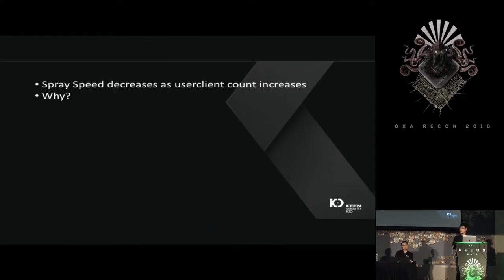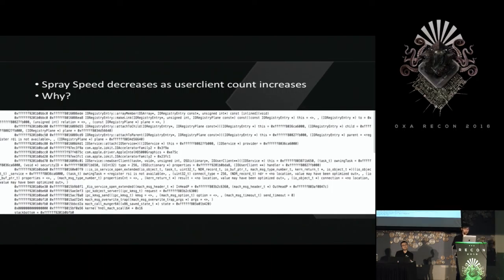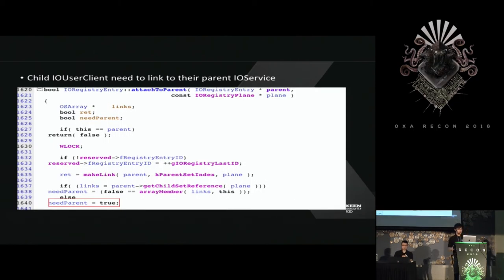People may ask why. In this kernel stack trace of opening new user clients, we can see that in IOService newUserClient, it will eventually go into IORegistry attachToParent and attachToChild, and finally into the array member. This is a feature of the IORegistry plane: each IOUserClient needs to link to its parent IOService, and the parent maintains a collection of all its children.